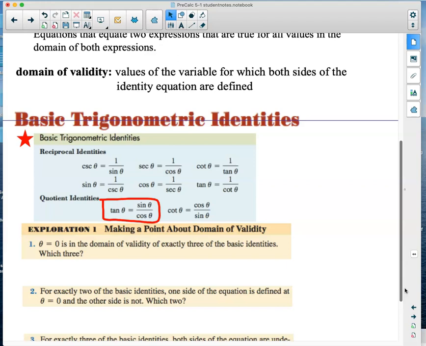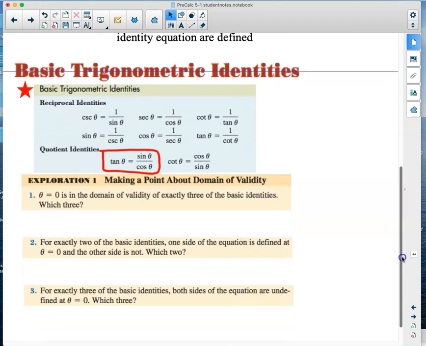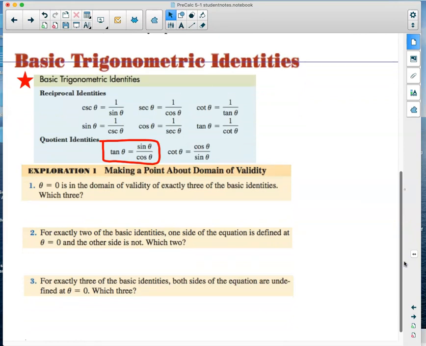Now this exploration says we're going to show you domain of validity by showing you that sometimes you can't find some of these, even though they're identities and they're always supposed to work. There might be a number that's not in the domain of validity. And the first one says we're going to consider theta, our angle, to be 0 radians.